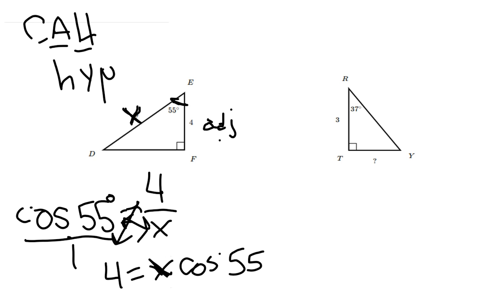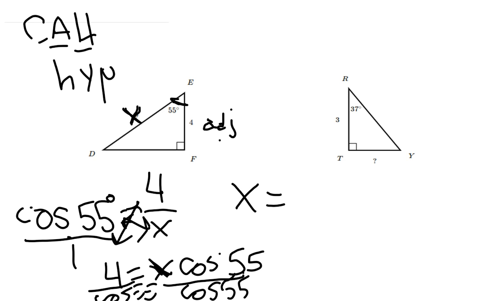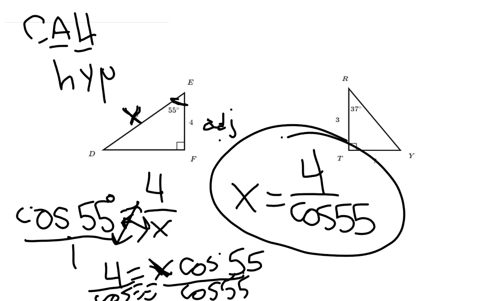To get x alone, I just have to divide by the cosine of 55 and divide by the cosine of 55. If I write that up here now, I will have x is going to be equal to 4 divided by the cosine of 55. And that's good for me. We could go through and work that out. We could do 4 divided by cosine of 55. Just make sure our calculator is in degree mode, and you'll be able to find an actual measure there for x, which is, remember, the hypotenuse.